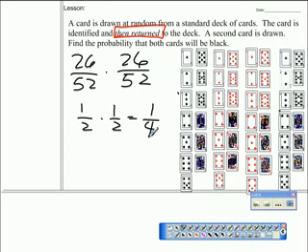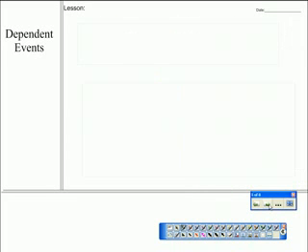What do you think so far? Is this pretty much what we've done? Yeah, we have. All that probability in 4-3 and 4-4, those were all independent events. So we have done this. Here's where it gets a little bit different. Dependent events.